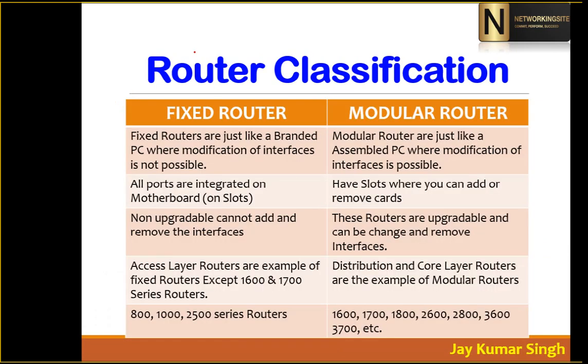Now you will find there are two types of router. One is the fixed router, and the second one is the modular router. Fixed router means a router like your laptop is fixed, or maybe some devices like your access router inside your home. In a desktop, if the RAM is not working, you can remove the RAM and put in a new RAM, right?